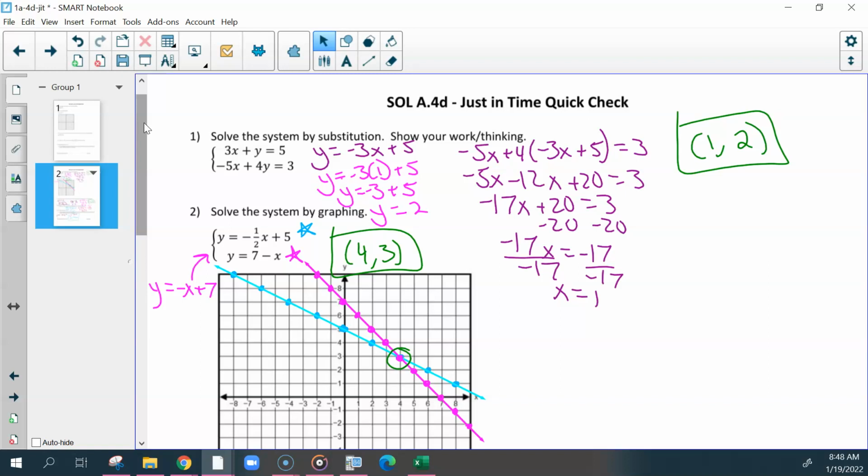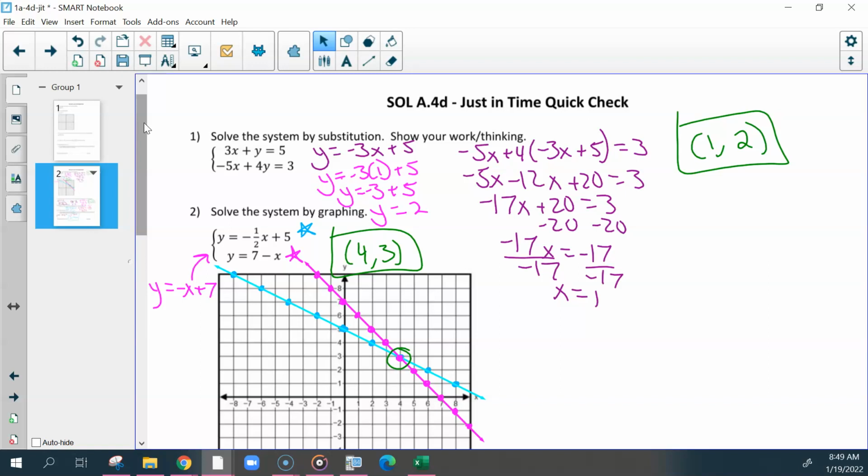Number 1, we needed to solve this one by substitution. So going back through our steps, one of these needs to be equal to x or y. It doesn't really matter which one, but the easiest one was to solve for this y because it's by itself or has a coefficient of 1. If we solve for this y, we get this equation, y equals negative 3x plus 5.